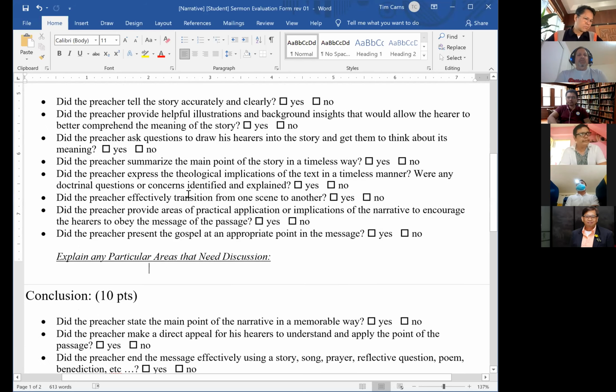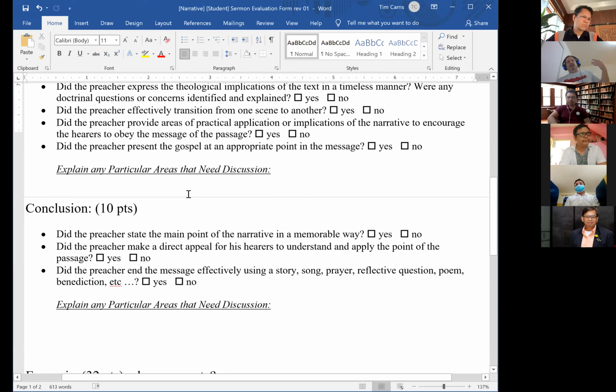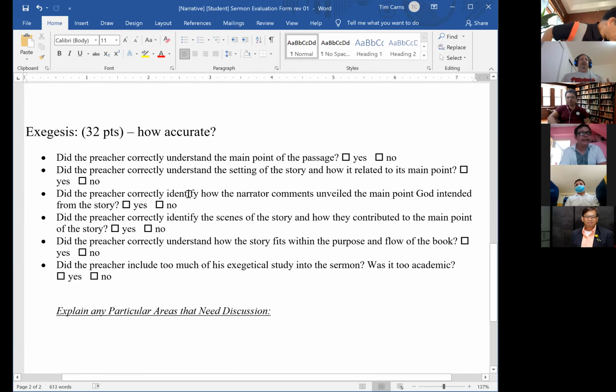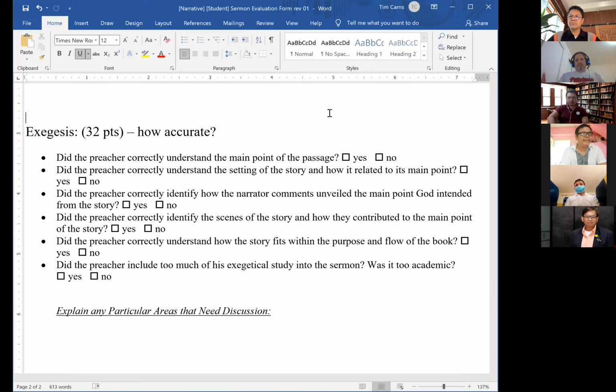Now, the exegesis, I'll be looking at what you said as far as the accuracy. So, for example, did the preacher correctly understand the main point of the passage? I've mentioned Exodus 32 as sort of an example through our discussion this morning. I listened to a message from a guy on Exodus 32.